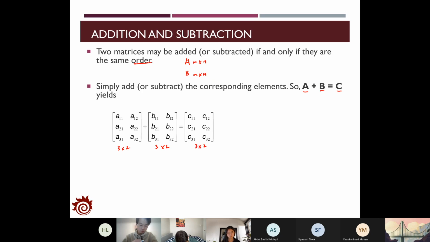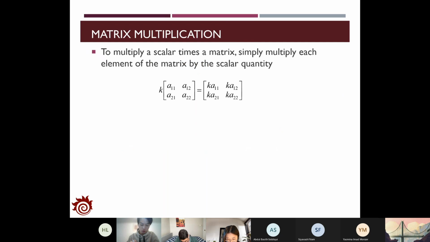And for the values C11, C12, C21, C22, and so on, you can just quickly do the calculation by adding the elements in the same position. So C11 equals A11 plus B11, C12 equals A12 plus B12. And the same process can be applied to the other elements. This also applies to the subtraction. If we have minus here, then C11 would be A11 minus B11, and C12 is A12 minus B12, and so on. So that's the operation of the addition and subtraction.